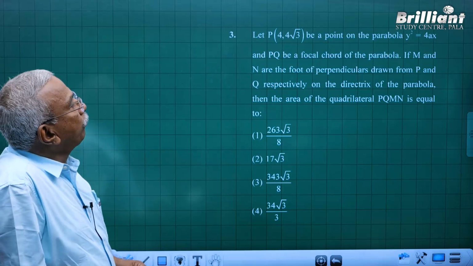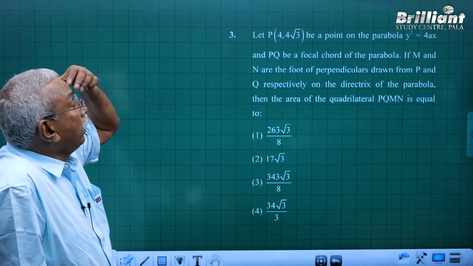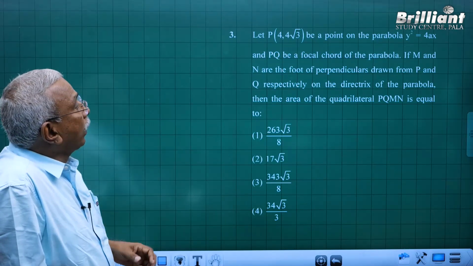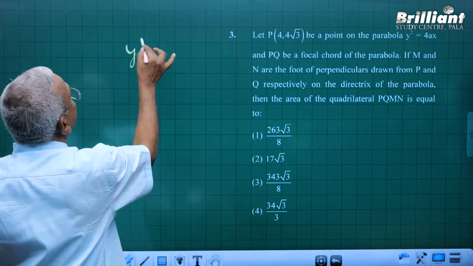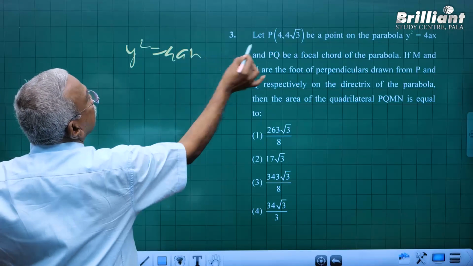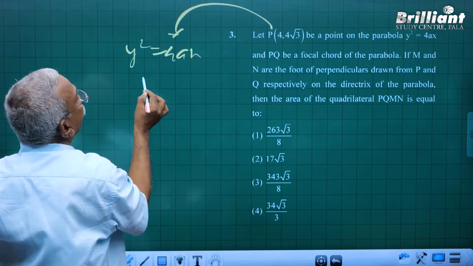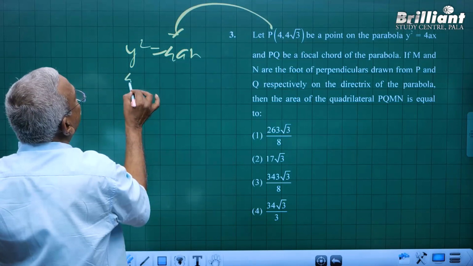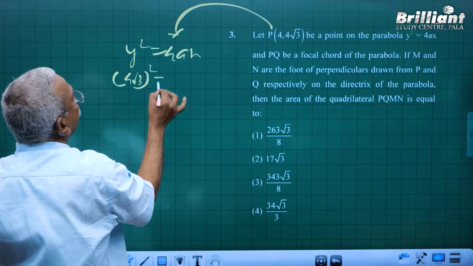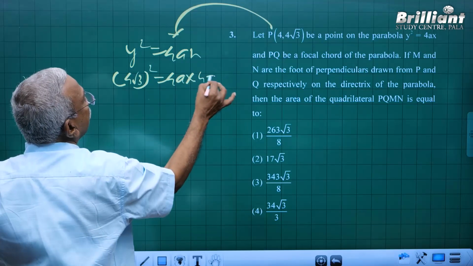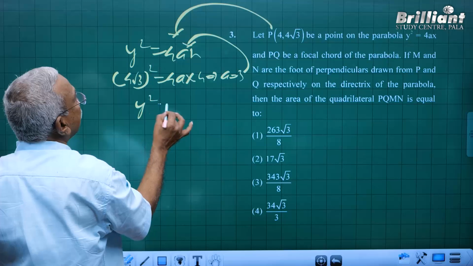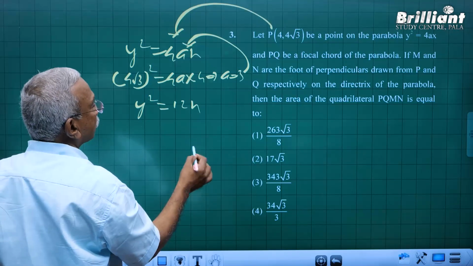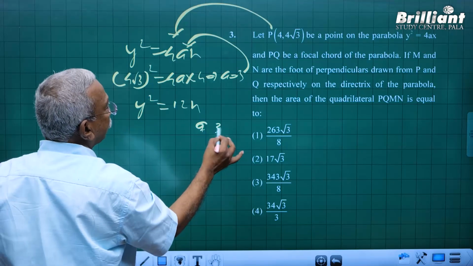Now, P 4, 4 root 3 be a point on the parabola y square equal to 4x. That will give the value for a. Look, this y square is equal to 4x. This point lies on it. So 4 root 3, the whole square, is equal to 4a into 4, which will give that a is equal to 3. So when a is equal to 3, it will become y square is equal to 12x. Then the focus is what? 3, 0.